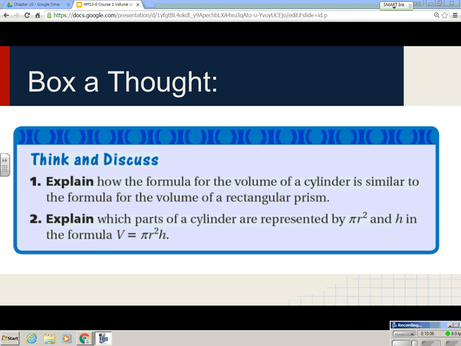Here is your box of thought for today. They both say explain. That doesn't mean demonstrate. It means make sure you explain using words.